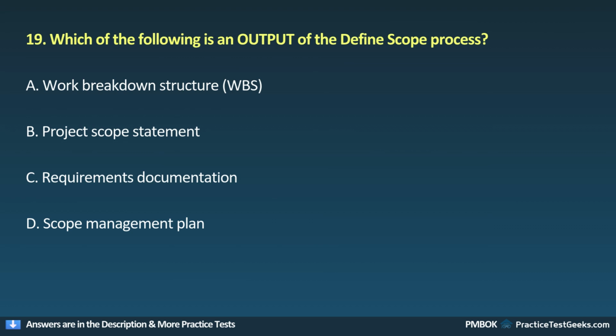19. Which of the following is an output of the define scope process? A. Work breakdown structure. B. Project scope statement. C. Requirements documentation. D. Scope management plan.